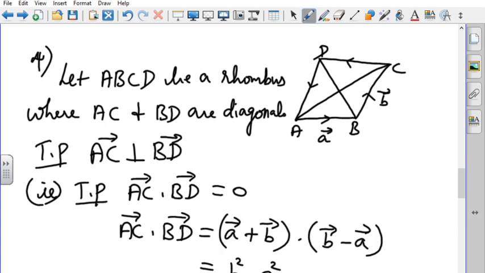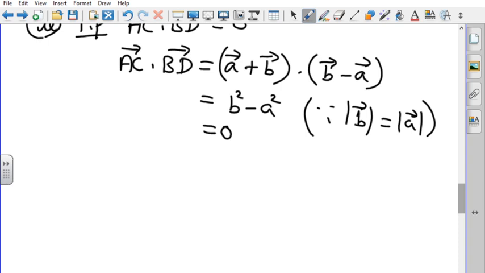Therefore, AC vector is perpendicular to BD vector. Here we can write since B vector modulus is equal to modulus of A vector, the sides are equal. Okay. So we can write this as equal to 0. Next problem, students. Problem number 5. Using vector method, prove that if the diagonals of a parallelogram are equal, then it is a rectangle. So we are going to draw a parallelogram here.